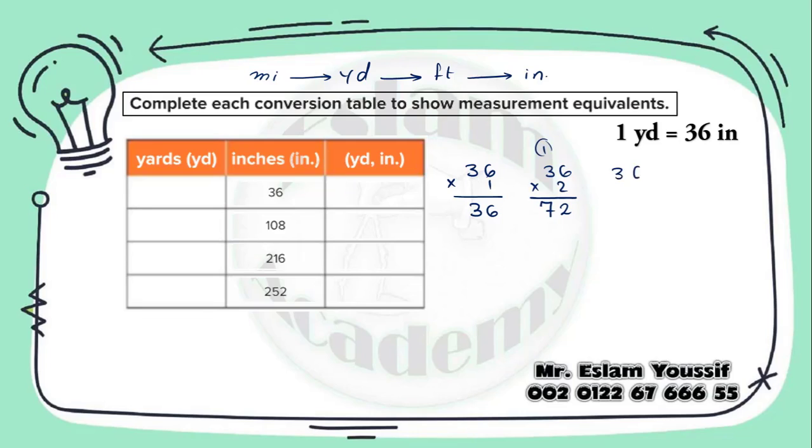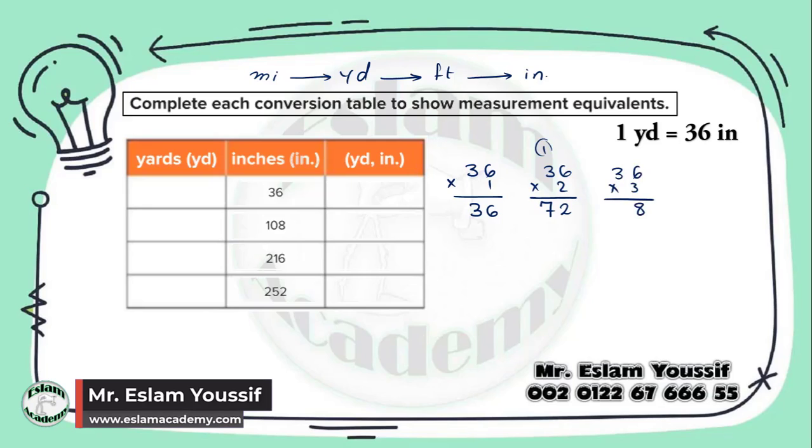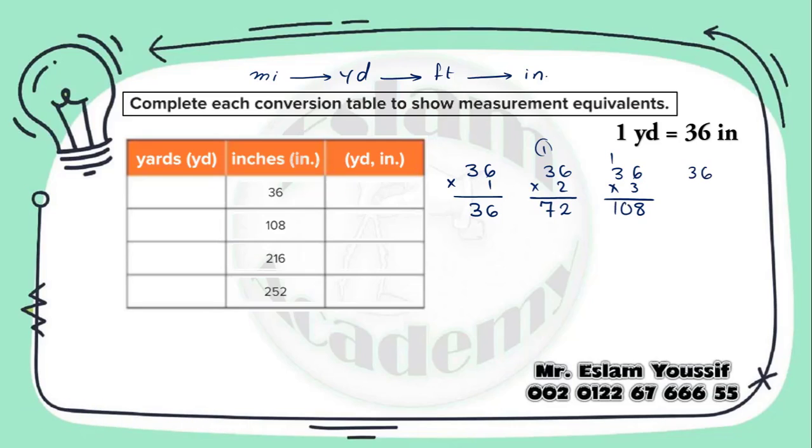Now 36 multiplied by 3. 3 times 6 equals 18, write 8 and carry 1. 3 multiplied by 3 equals 9, plus 1 equals 10. Now we have 36 multiplied by 4. 4 times 6 equals 24, write 4 and carry 2. 4 times 3 equals 12, plus 2 equals 14. Now 36 multiplied by 5. 5 times 6 equals 30, write 0 and carry 3. 5 times 3 equals 15, plus 3 equals 18.